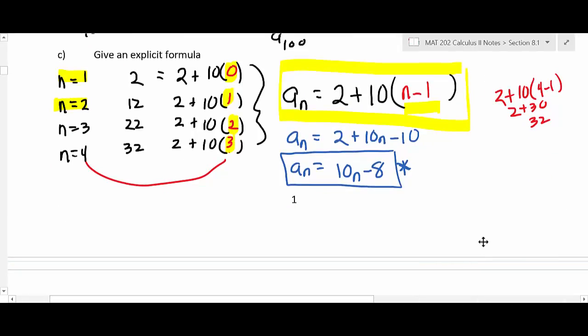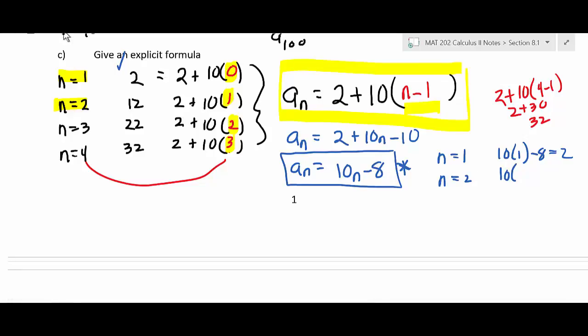Now, see if this makes sense to you. Using this, if n is equal to 1, what do you have? You have 10 times 1 minus 8. That's equal to 2, like it's supposed to, right? Okay, let's do n equals 2. That's 10 times n, so you'd have 10 times 2 minus 8. That's 20 minus 8, so that's 12, so it works, doesn't it? Okay, so that formula works.